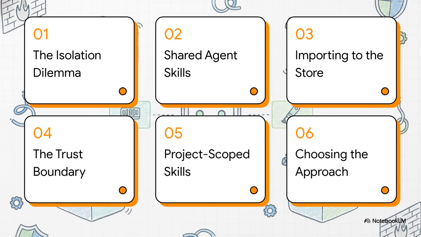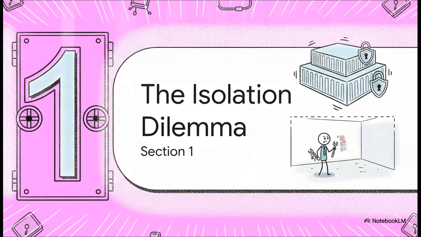Here is our roadmap for today's explainer. First, we'll hit 1, the isolation dilemma. Then 2, shared agent skills explained, followed by 3, importing to the store, 4, the security trust boundary, 5, project scope skills via kits, and finally 6, choosing the right approach. Let's get to it. Starting off with Section 1, the isolation dilemma.